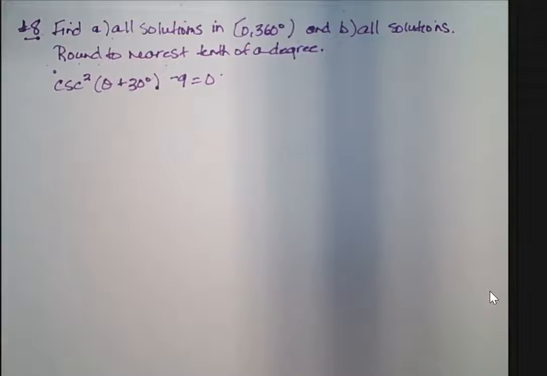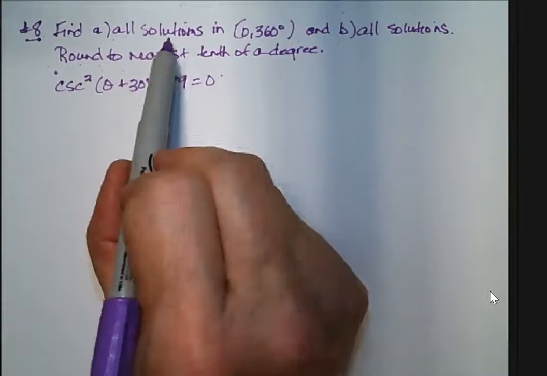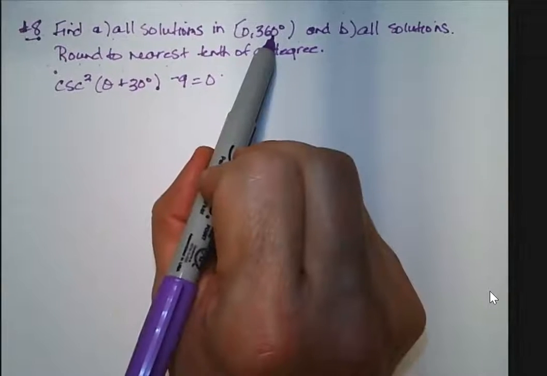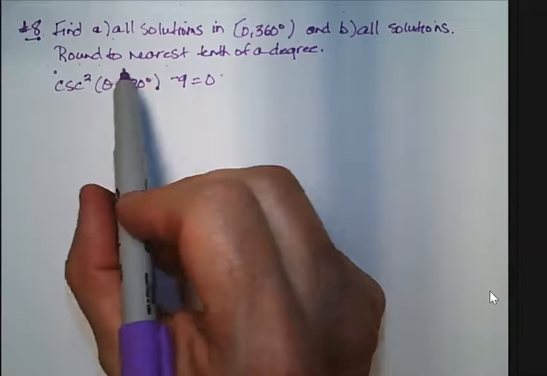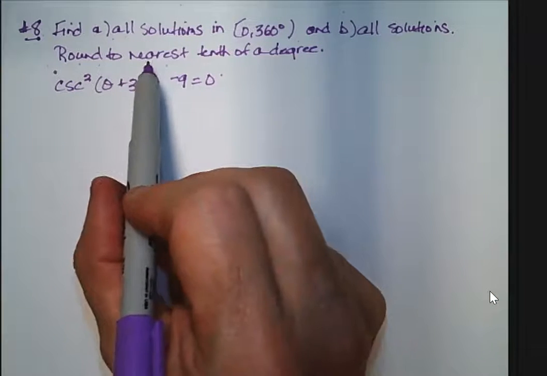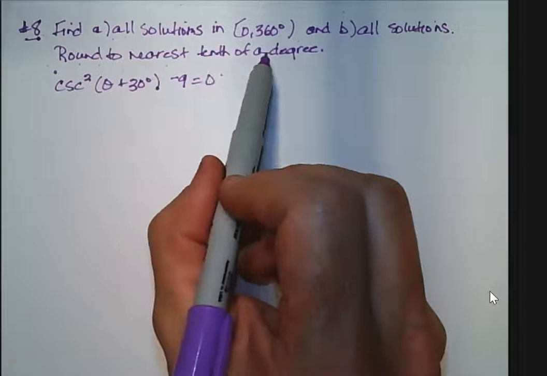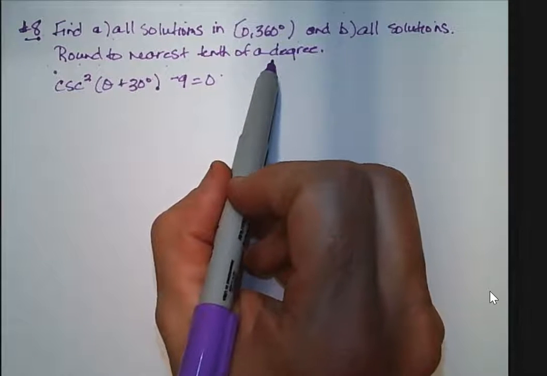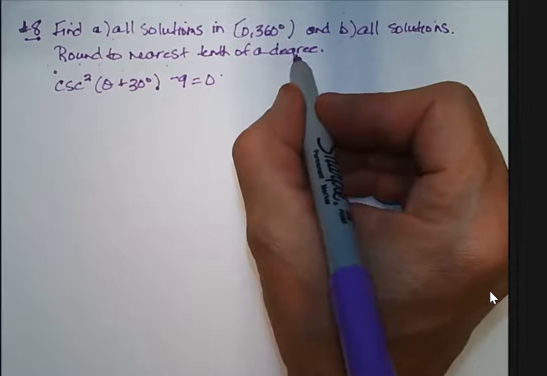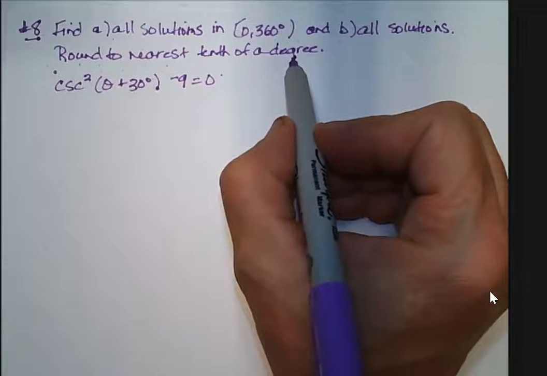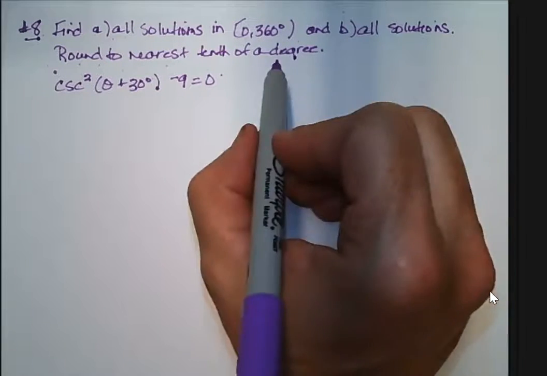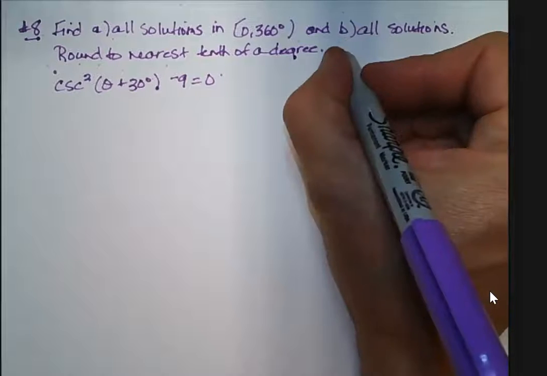Now let's look at number 8. For this one, we want to start by finding all the solutions between 0 and 360 and then find all the solutions. This one is not asking for exact solutions, it's asking for solutions rounded to the nearest tenth of a degree. So that means we're looking for answers in degrees, and we're going to use our calculator with an inverse function, and you have to make sure your calculator's in degree mode.